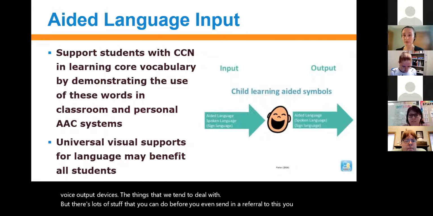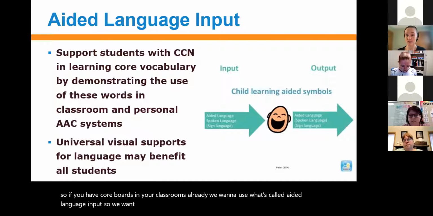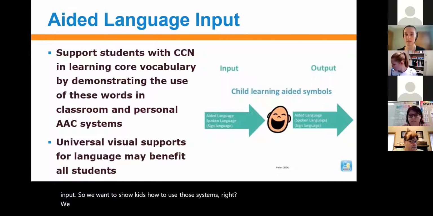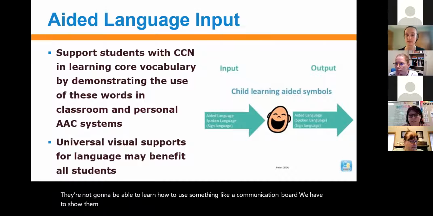So if you have core boards in your classrooms already, we want to use what's called aided language input. So we want to show kids how to use those systems, right? Students will learn the way that we teach them. So if all we ever do is talk to them, they're not going to be able to learn how to use something like a communication board. We have to show them, give them the input in the way that we're expecting them to give the output.